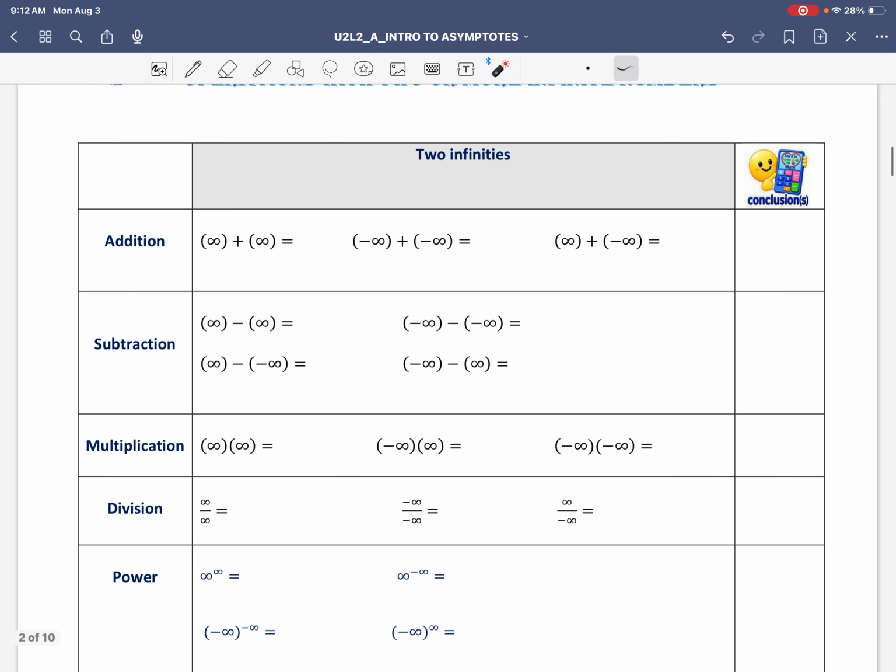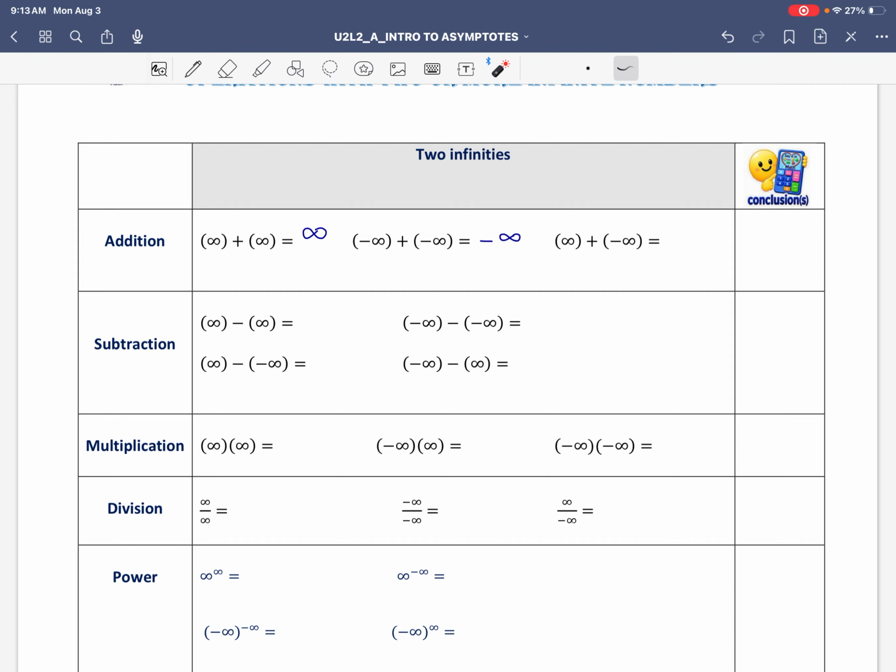Now, let's start with the addition. In all these examples that I brought in, I would like you to try to guess the answer before we start discussing it. So use here a little bit of imagination, as always. If we have an extremely large number added to an extremely large number, then we will obtain an extremely large number. So infinity plus infinity is equal to positive infinity. Now, if we have an extremely small number added to an extremely small number, then we're going to get an extremely small number. So negative infinity plus negative infinity will give negative infinity.